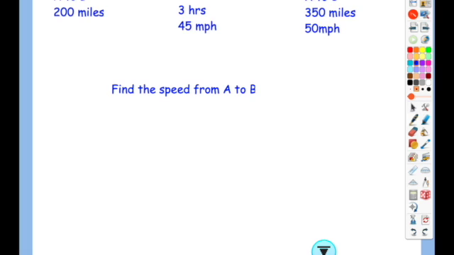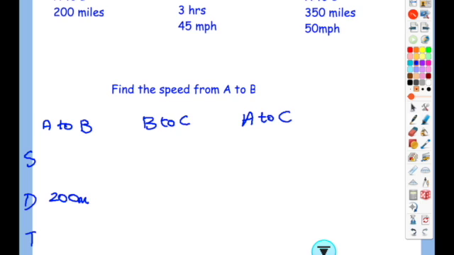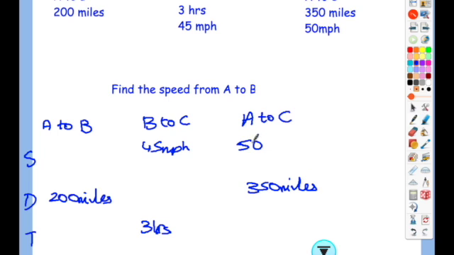Okay, so let's go through. First thing we need to be doing, make sure we make our table for our different parts. So we've got A to B, B to C, and then finally A to C. And we've got our speed, distance, and our time. Fill in everything we've got. So I've got 200 miles. I've got 3 hours and 45 miles an hour. I've got 350 miles and 50 miles an hour.